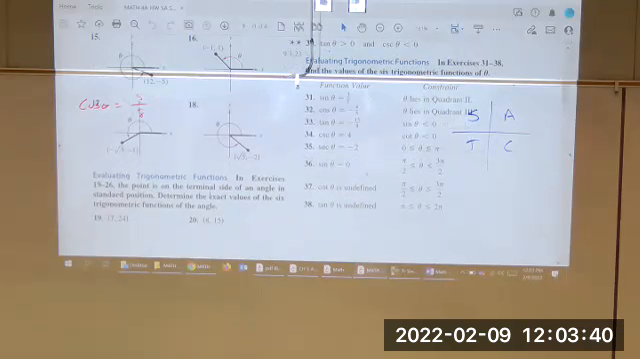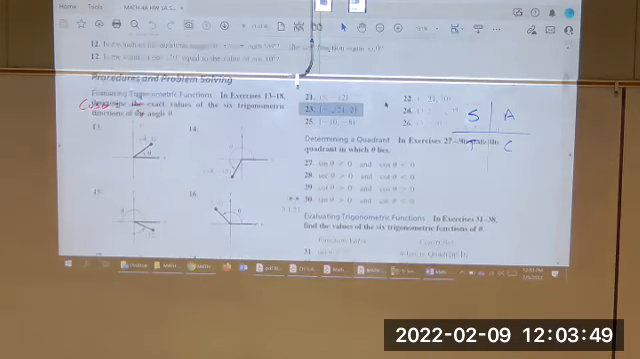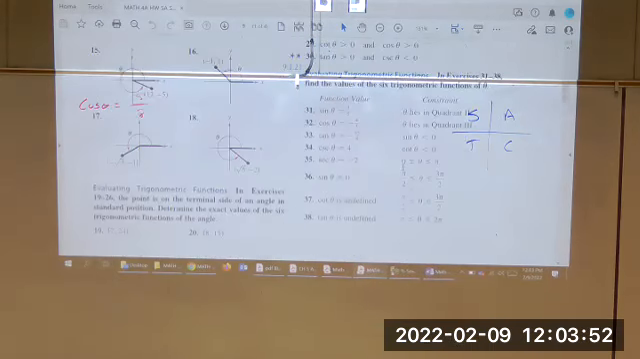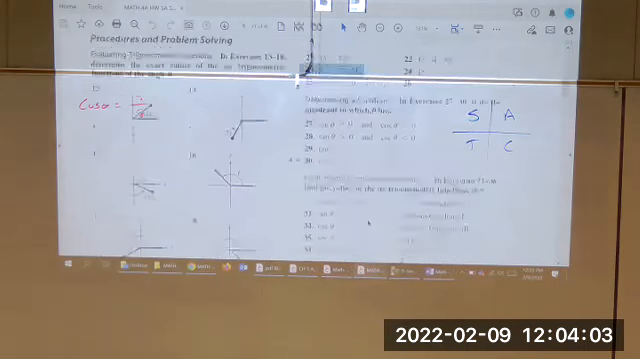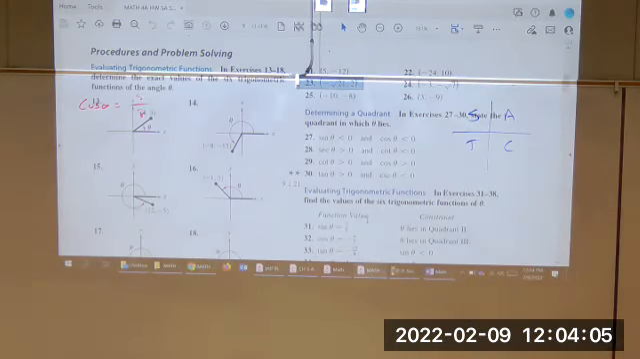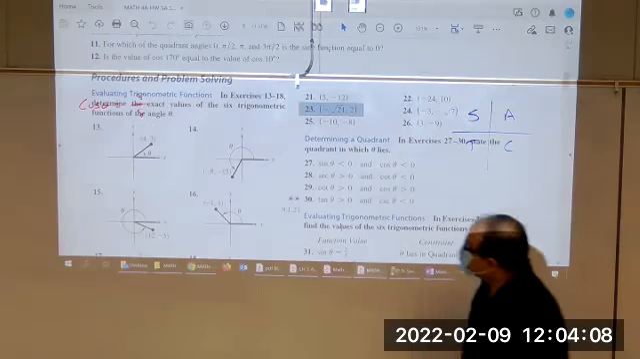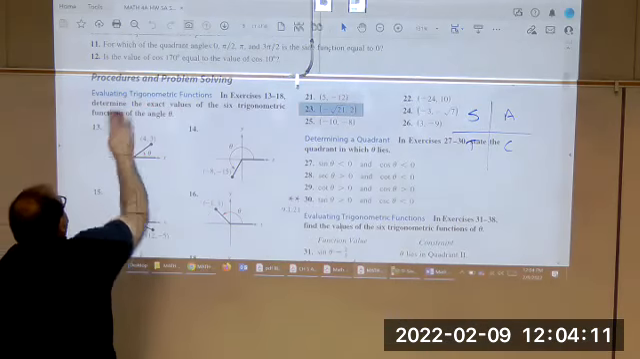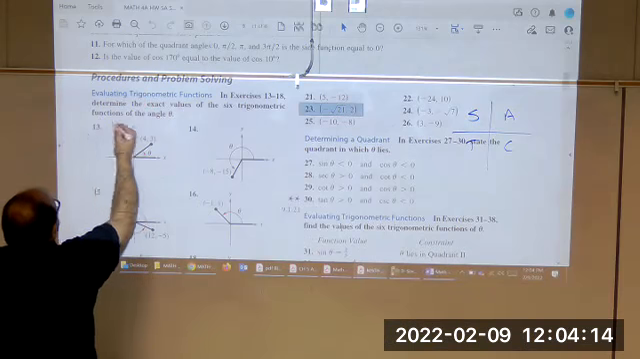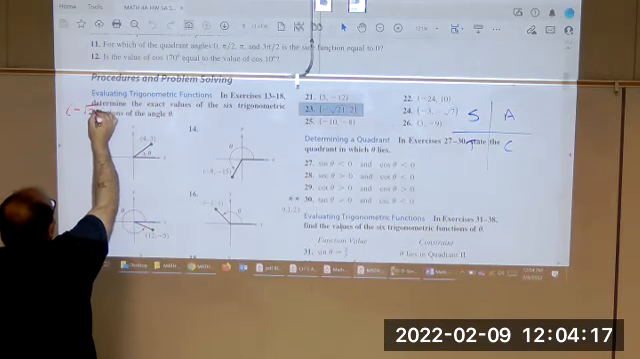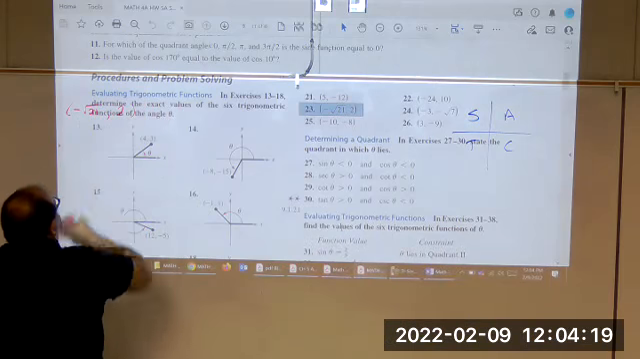It says the point is on the terminal side of an angle in standard position. So this point, negative square root 21, comma 2, is on the terminal side of an angle in standard position. Determine the exact value, so no decimals, of all 6 trig functions. So all you're given is this ordered pair: negative square root 21, comma 2.